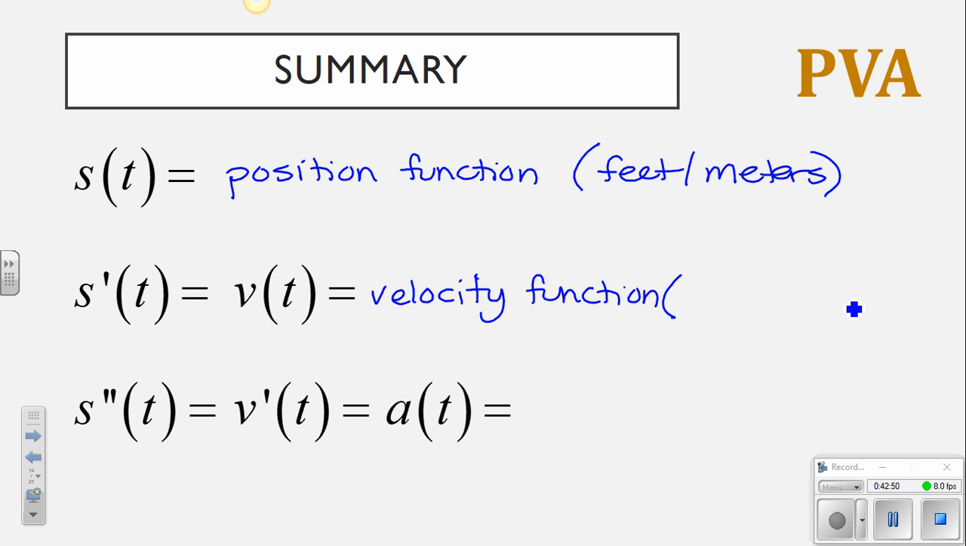How do we measure that? Feet per second, meters per hour, etc. I'm just making up these units. They could be miles per day, millimeters per millisecond. The double derivative of position is the single derivative of velocity, and both of those things are the acceleration.